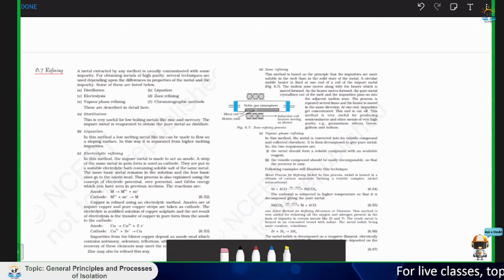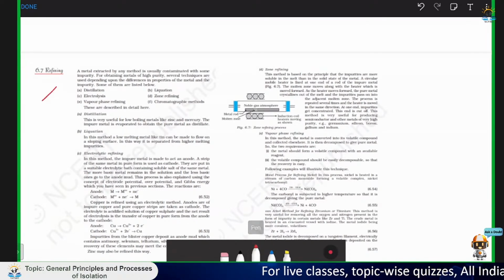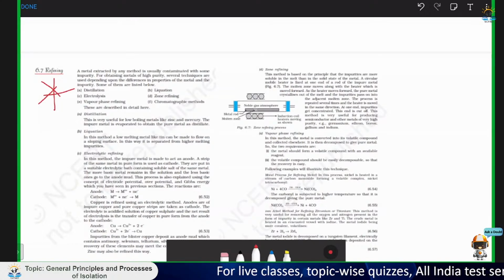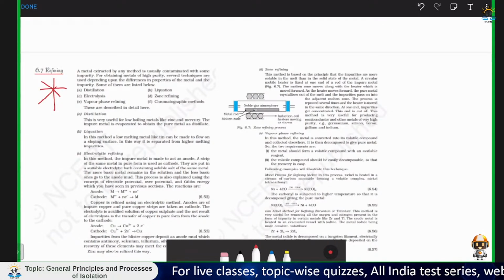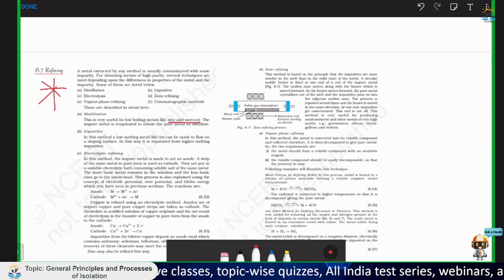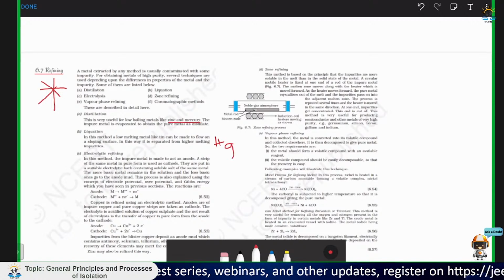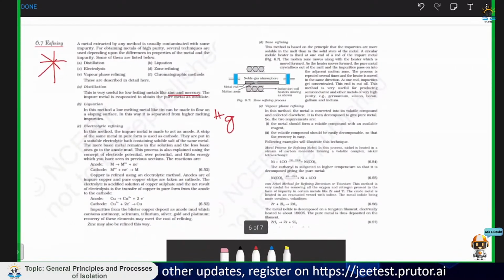Distillation is essentially for low boiling point metals, like zinc. Every bit of this refining is important, and the examples are important. So I'm going to try to mark zinc and mercury. The impure metal is evaporated to obtain the pure metal as distillate. Liquation is for low melting point metals, basically mercury, if I remember it right. Mercury you can do by liquation. Electrolytic refining is basically electrolysis.